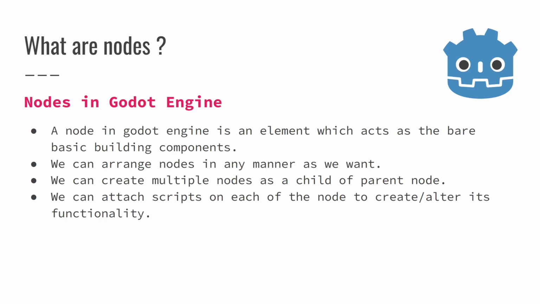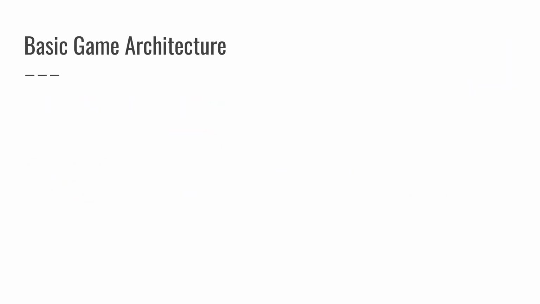Now we can attach scripts to each node to create or alter its functionality. Whenever we create a node, it can be of any type. It can be a simple node, a 2D node, a 3D node, a camera node, a rigid body node, like that, and we will see that in later videos. But we can also create the node and attach a script to that particular node in order to change its functionality or to create a new functionality. So let us see that in a more detailed way.